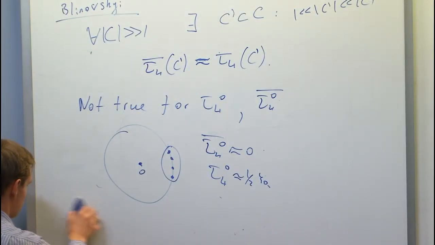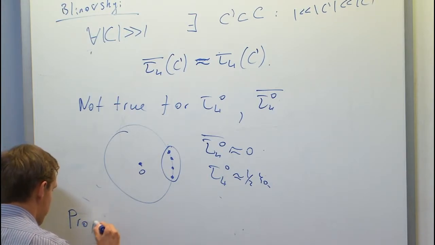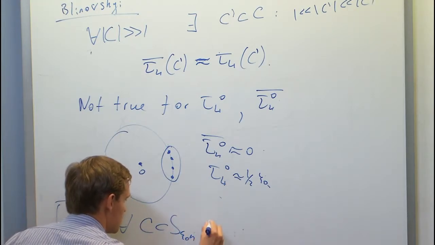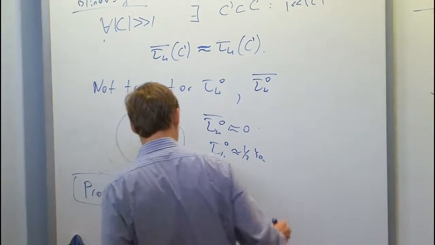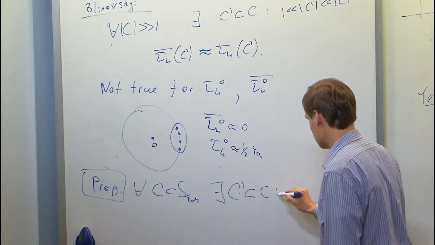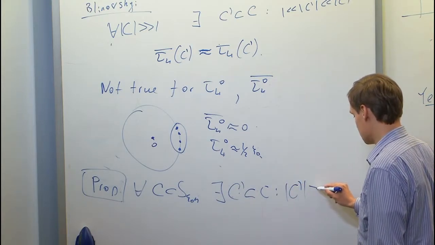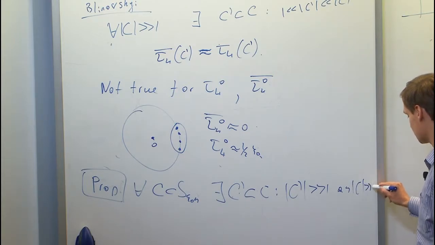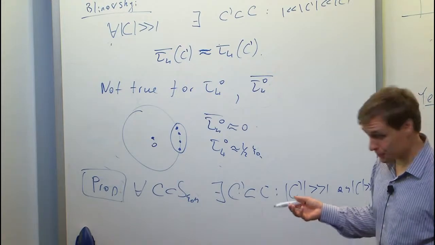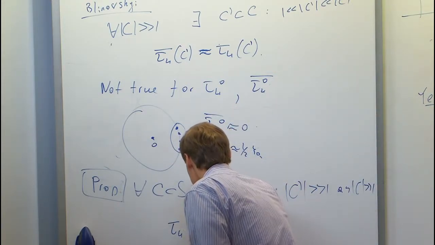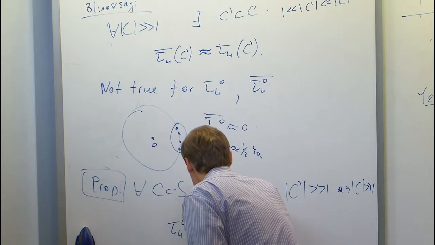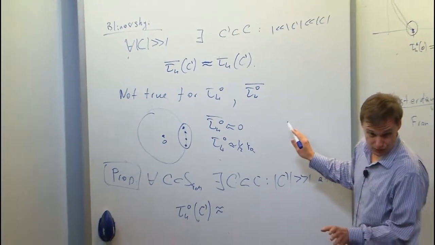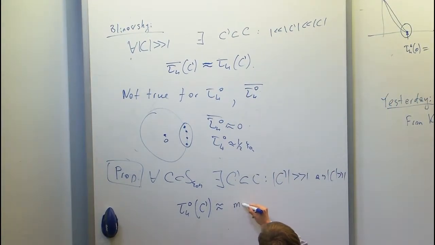The statement is the following. For every code C on the sphere, there exists C prime, a subset of C, and the size of C prime goes to infinity as the size of C goes to infinity, with the property that tau L0 of C prime is approximately equal, not to the average, we know that cannot be true, but to the following interesting thing.